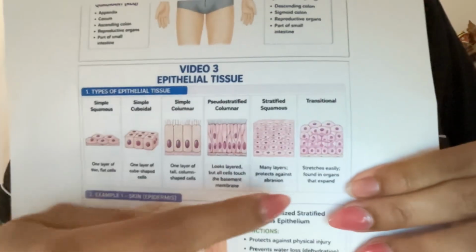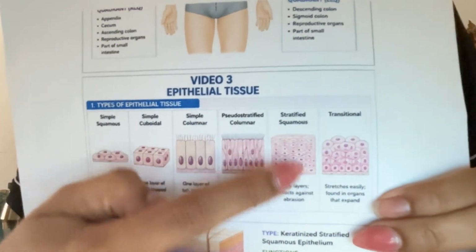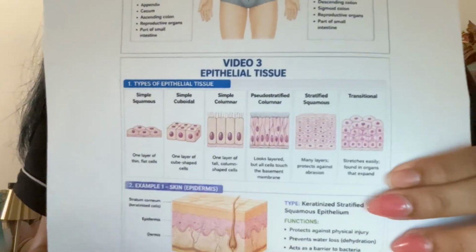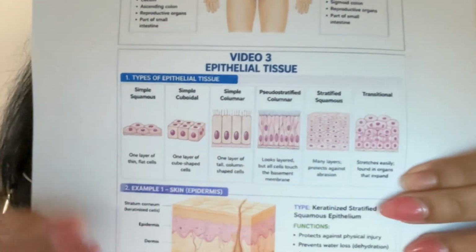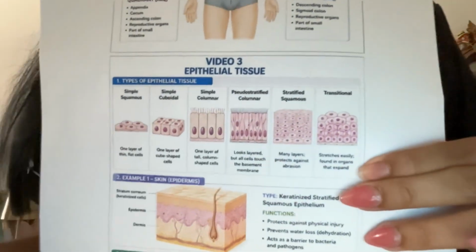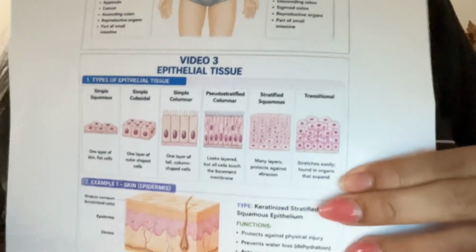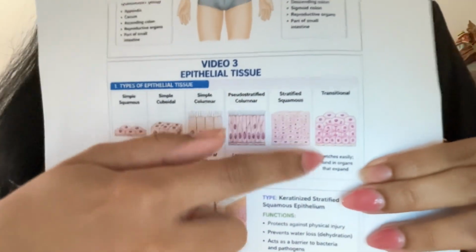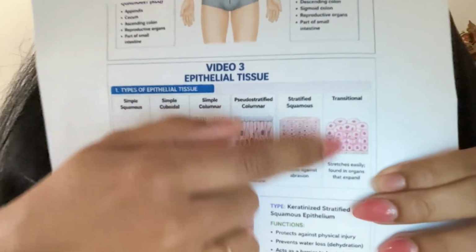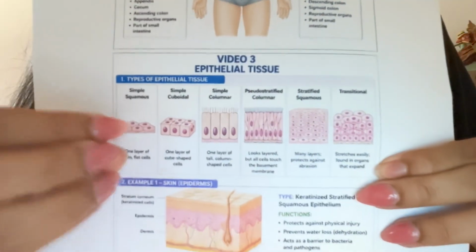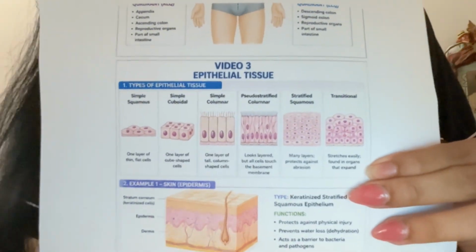And fifth, we have the stratified squamous epithelium. This tissue consists of many layers of cells that protect us against any friction. It is usually found in the skin or the mouth. And last but not least, we have the transitional epithelium. This tissue is unique because it stretches and then returns to its original shape.